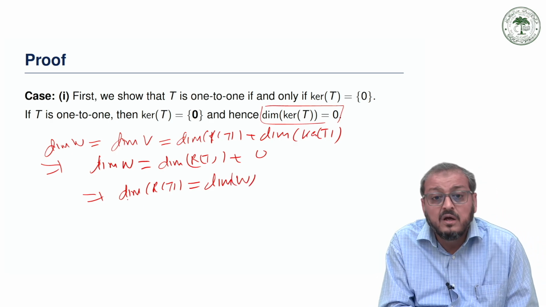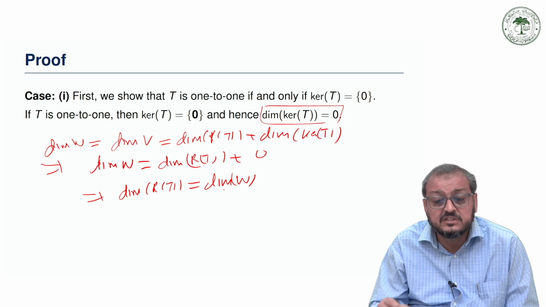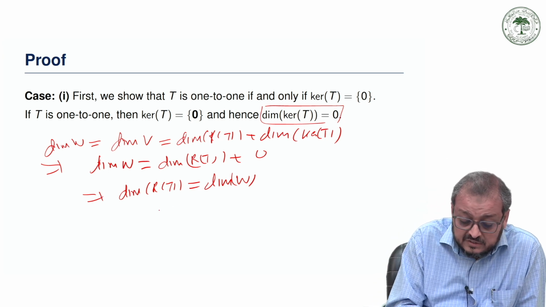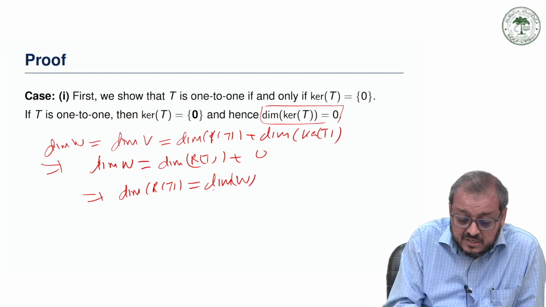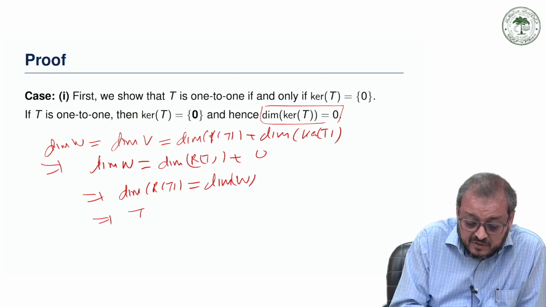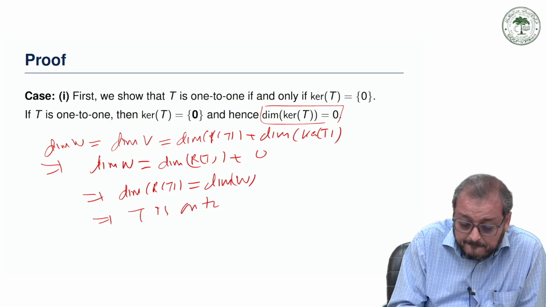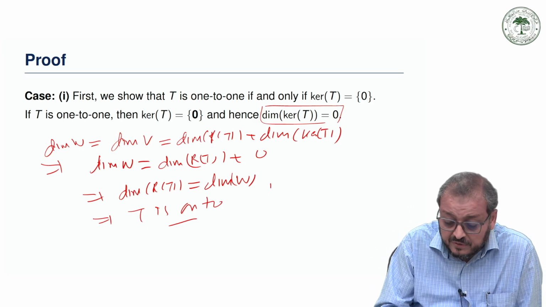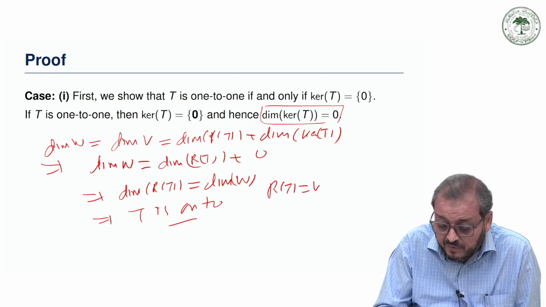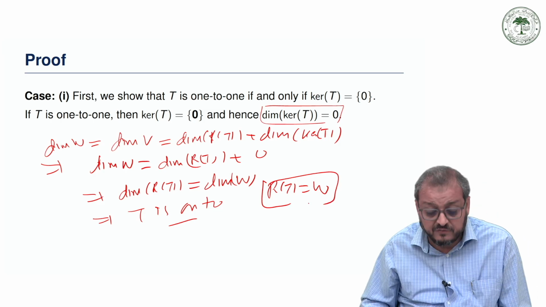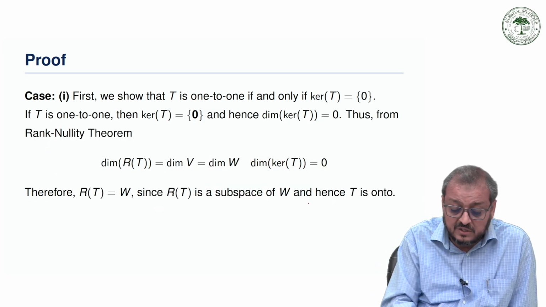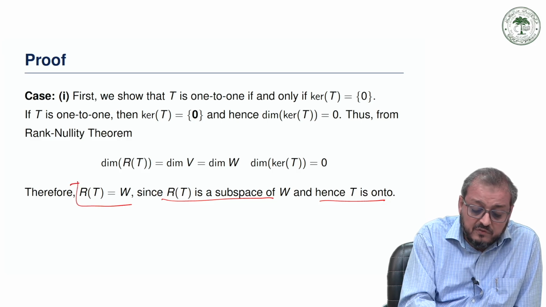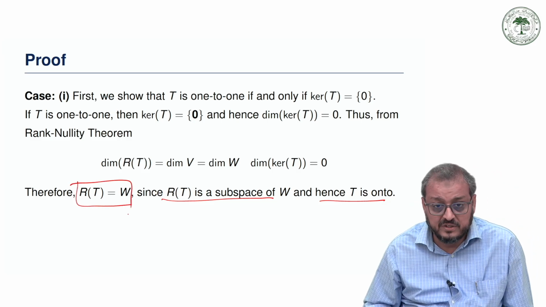So, if the dimension of R(T) is the same as the dimension of W, then both the dimensions are the same. This implies that T is onto, or R(T) is the same as W. We can say that both the dimensions are the same. This means R(T) is a subspace of W, and hence T is onto. Therefore, R(T) is equal to W.